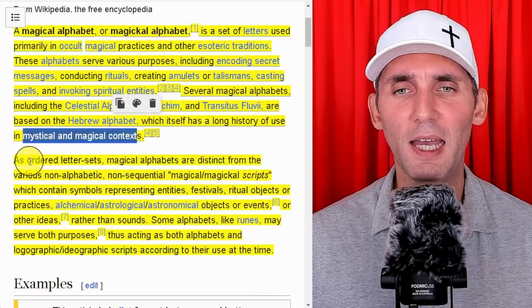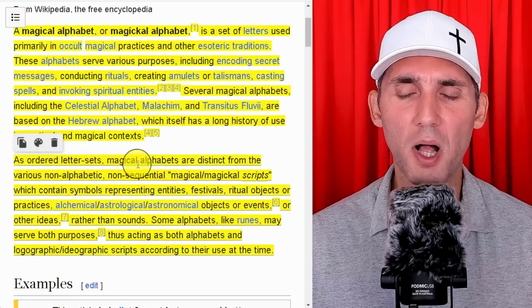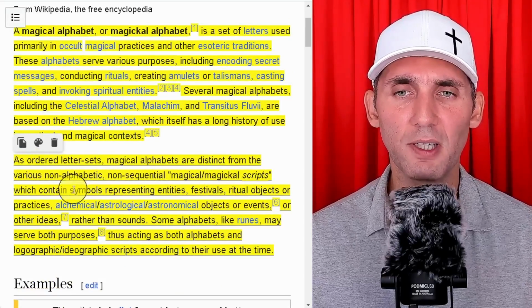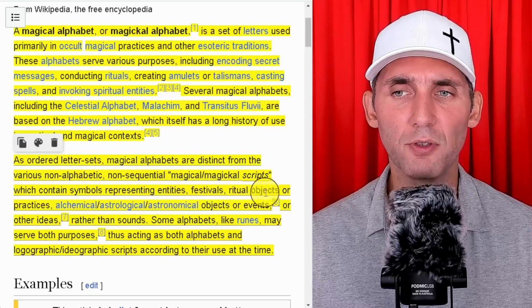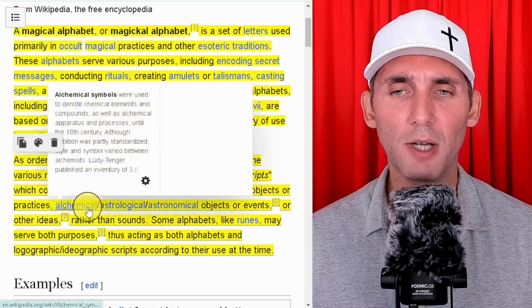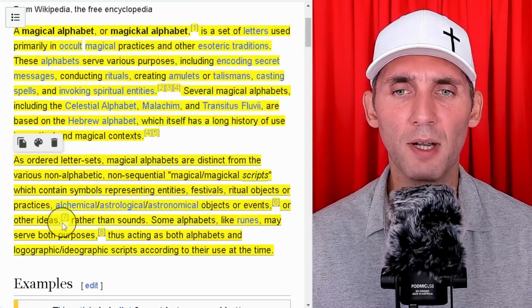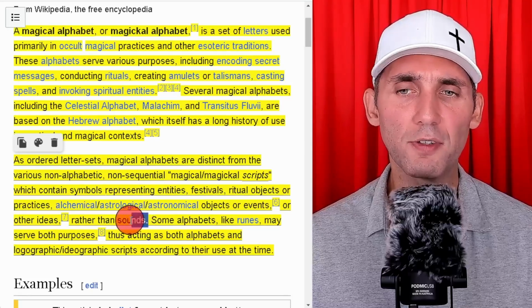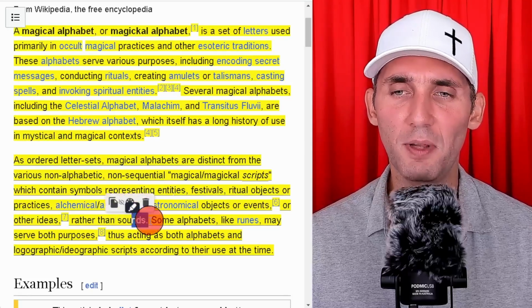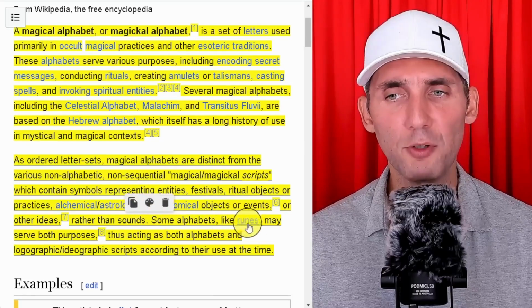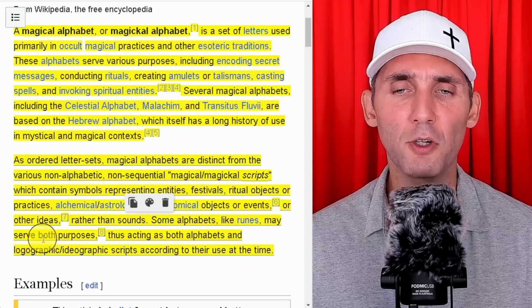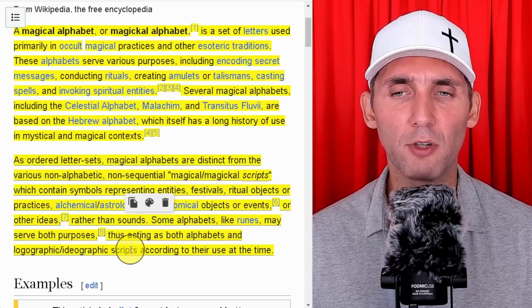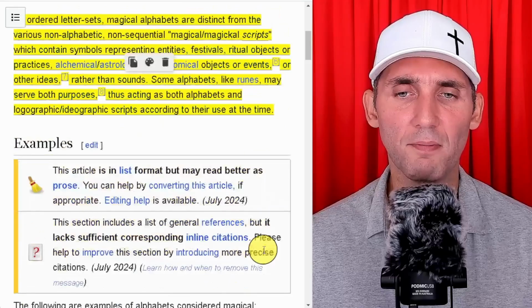Did you know that? As ordered letter sets, magical alphabets are distinct from the various non-alphabetic, non-sequential magical scripts, which contain symbols representing entities, festivals, rituals, objects, or practices, alchemical, astrological, astronomical objects or events, or other ideas rather than sounds. So, for example, like runes, if you know what that is, or sigils, which you'll see. You'll see plenty of those as well. Some alphabets, like runes, what we just said, may serve both purposes, thus acting as both alphabets and logographic or ideographic scripts according to their use at the time.